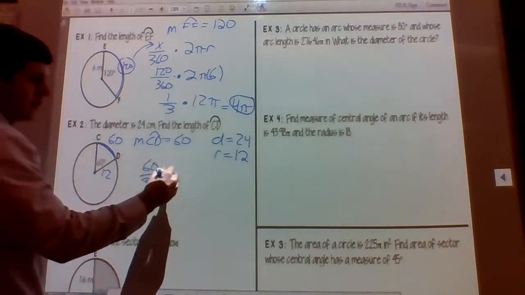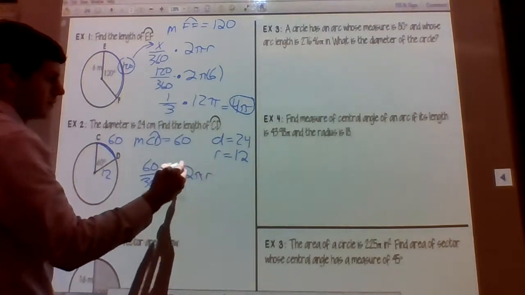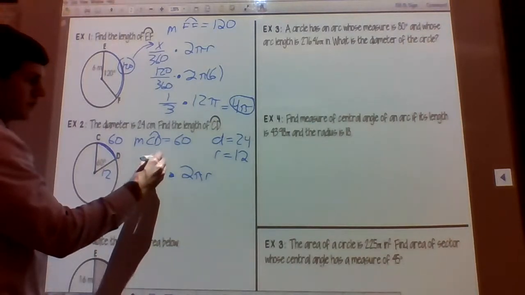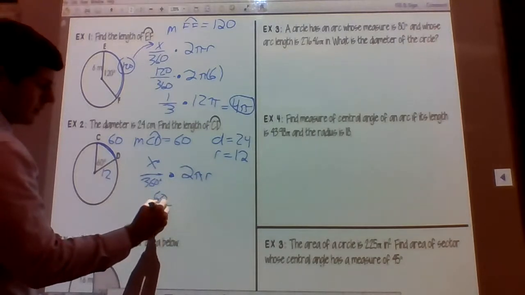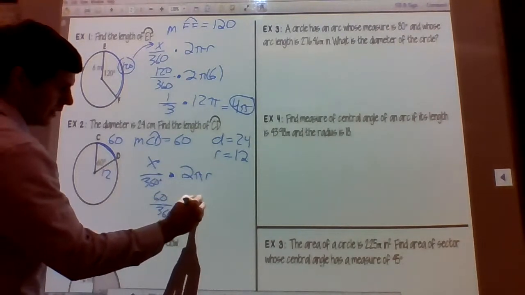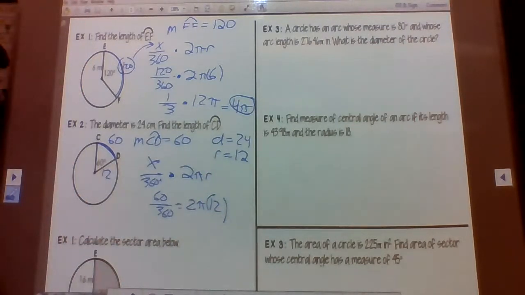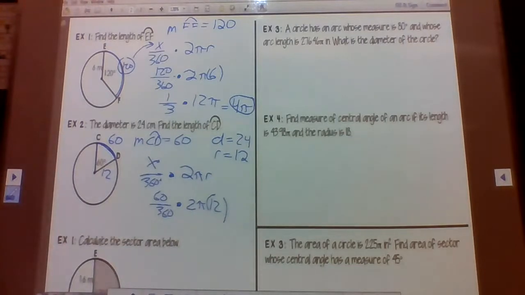And we multiply by 2 pi r. Let me write the equation out, actually. So here's our equation. 60 divided by 360 times 2 pi times 12. Well, it's not equals, it's times. And then you can put that on the calculator right away, or we can simplify it.